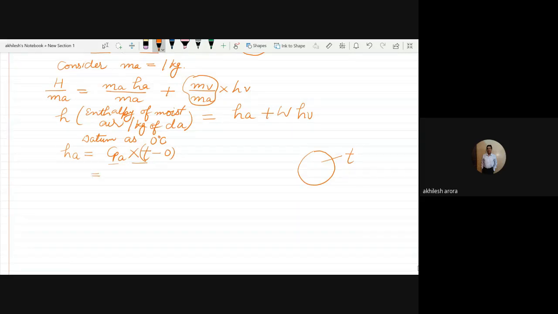Okay. So this is the value of HA. CPA, what is the value of CPA? It is equal to 1.005, and T minus 0 is T. So this is the value of enthalpy of the 1 kg of the dry air part. Let us say this is equation number 1. Now I have to calculate the value of enthalpy of the vapor. Okay. Now let us see.